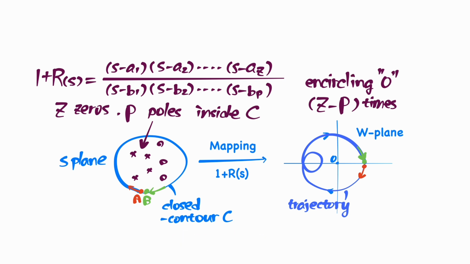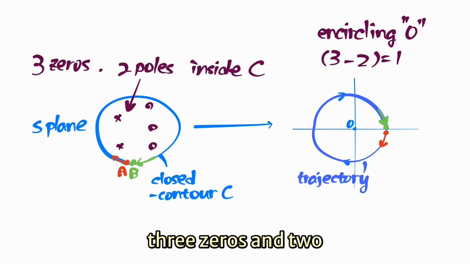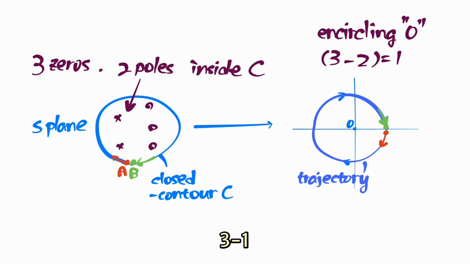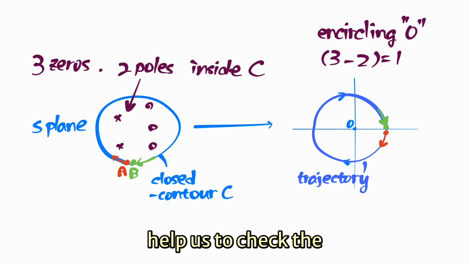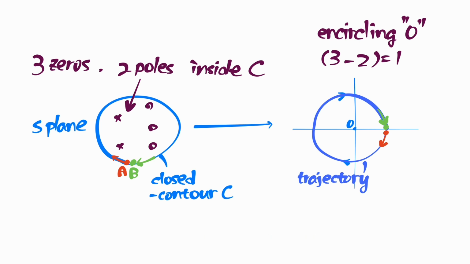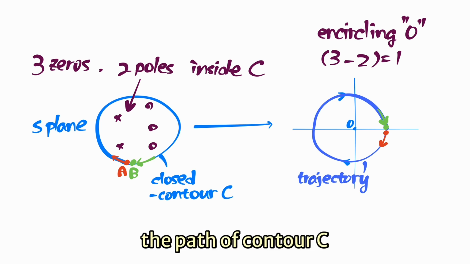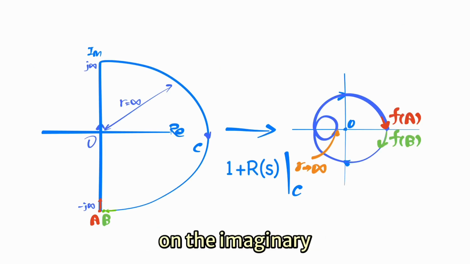For instance, when 1 plus R has 3 zeros and 2 poles inside C, from the argument principle, we can expect the trajectory will encircle the origin 3 minus 2, namely once, in the W plane. How would the argument principle help us to check the stability? Since we can decide the path of contour C, why don't we make it from minus infinite to plus infinite on the imaginary axis, and then encircle the whole right-hand plane with infinite radius and finish the closed contour C?